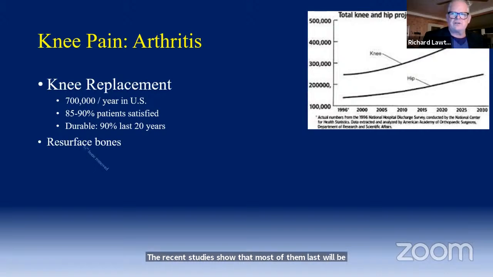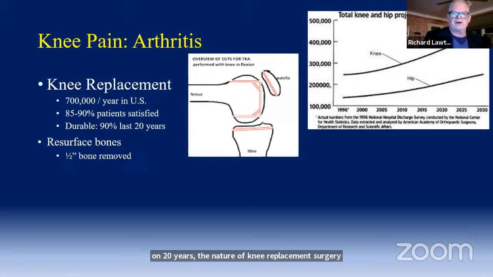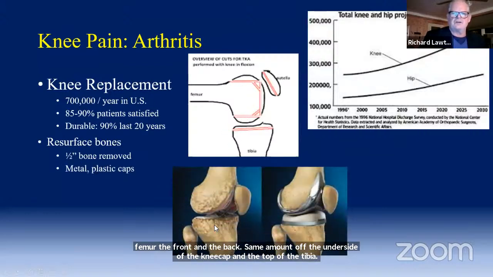The nature of knee replacement surgery consists of resurfacing the bone. Here is a model looking at a knee from the side that shows the observer how much bone is removed. We remove about a half an inch, about 8 to 10 millimeters, off the end of the femur, the front and the back, and the same amount off the underside of the kneecap and the top of the tibia. We put new surfaces on there. So here's an illustration.